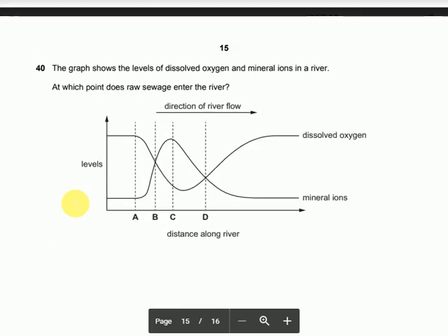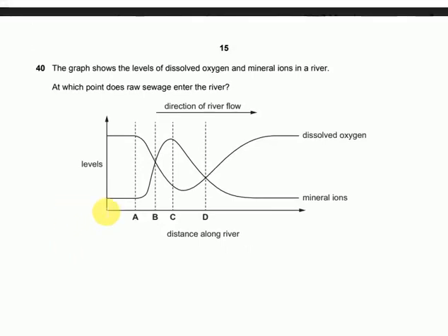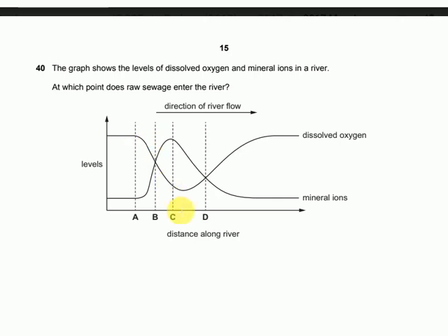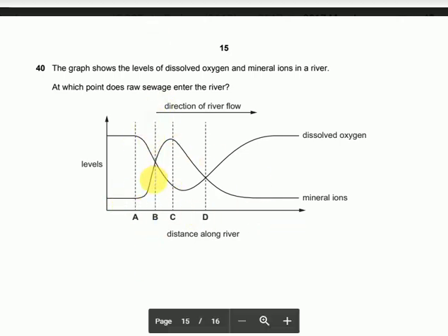Okay, we're here. The graph shows the dissolved oxygen. As I said, over here at this specific space, the dissolved oxygen decreases massively after this, and the mineral ions increase, and so this A is the place where the sewage enters. Let's look at the marks now.